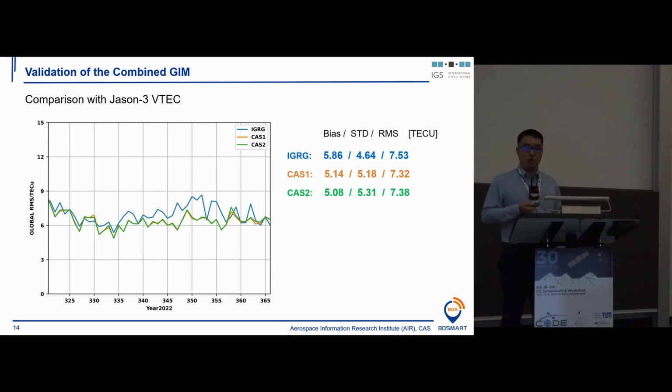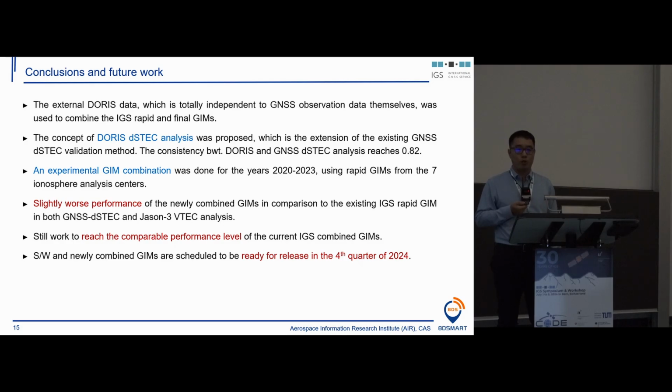So here come the conclusions. In this work, I would like to highlight that the DORIS data, which is totally independent of the GNSS observation data itself, can be used as a good reference for the combination of the IGS GIM product. To do this, we proposed the DORIS-dSTEC analysis method, whose computation is quite easy and very similar to the currently used GNSS-dSTEC analysis method.